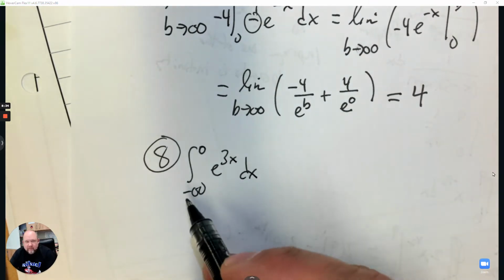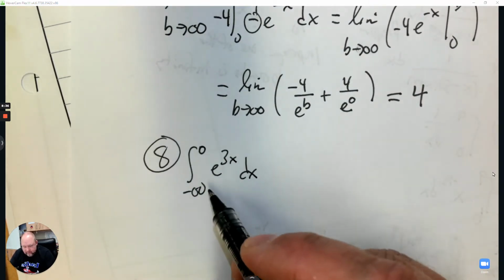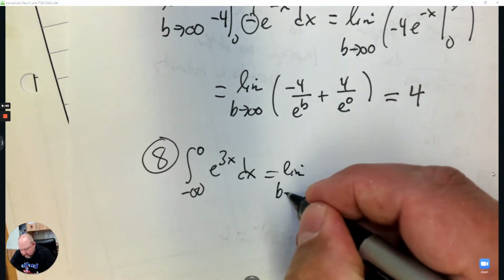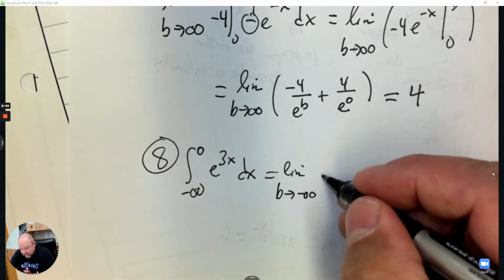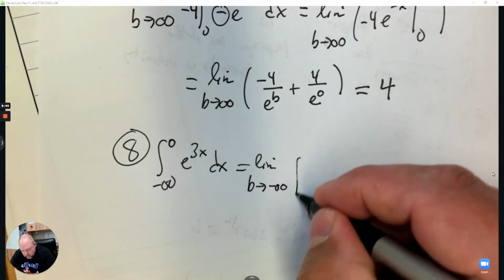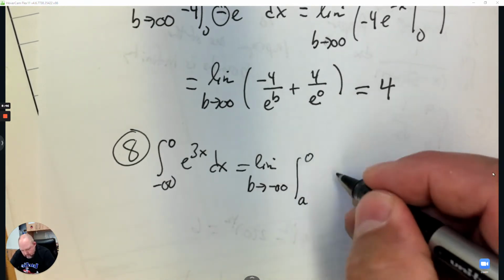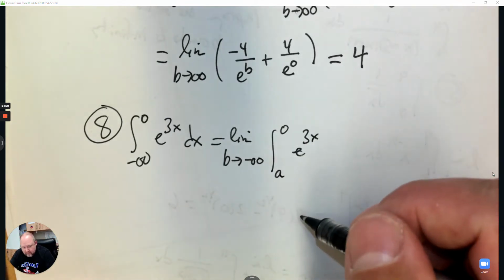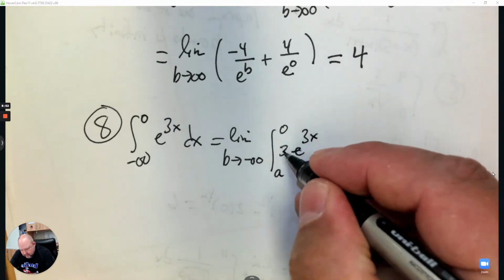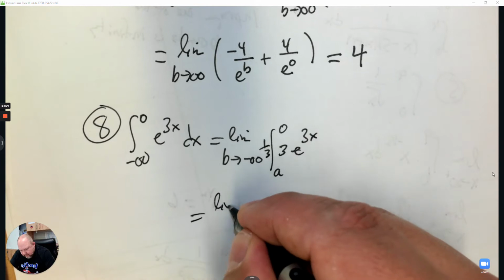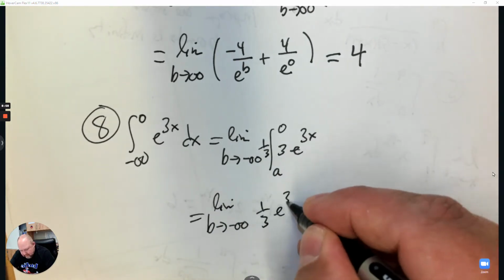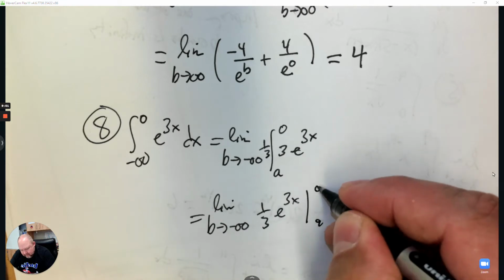So why is this an improper integral? It's because of the negative infinity. So we're going to set it up as a limit as b approaches negative infinity. It does not matter if you use b or a. We are going to integrate this. The hook is 3, so we need a 1/3. So we have the limit as b approaches negative infinity of 1/3 e to the 3x from a to 0.